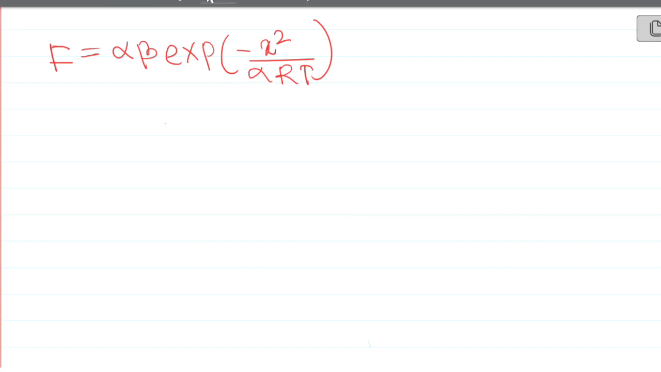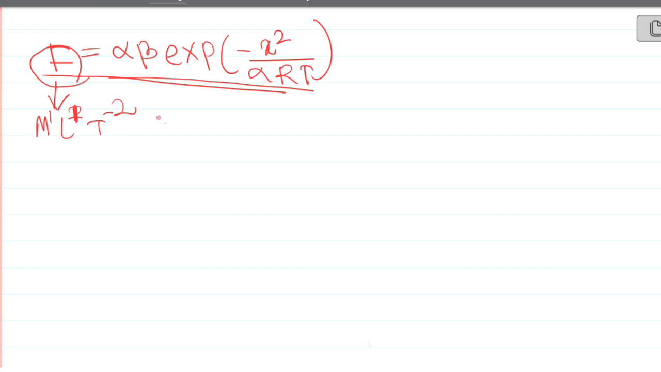Okay, so this expression is given to you, F equals alpha beta exponential minus x square by alpha kT. So we know from dimensional analysis, an equation is valid only when the dimensions of the left hand side and right hand side are equal. In the left hand side, we can see the dimension of force is M1 L1 T minus 2. Okay, and here as this is an exponential function, the whole term inside will be dimensionless. So here it is x square by alpha kT.